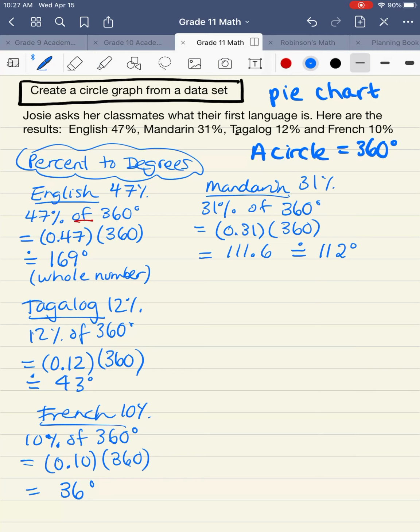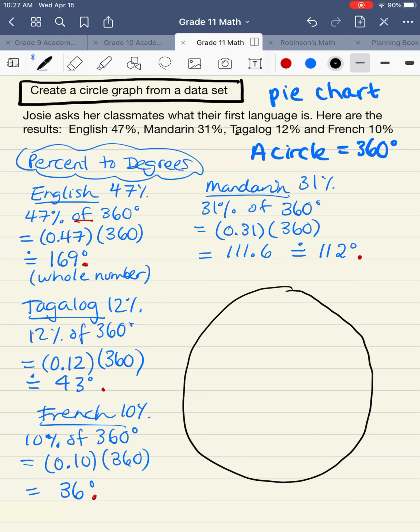Now, if you've rounded correctly, then when you add up all of your degrees, they should equal 360. So if we do, here we have 169 plus 112 plus 43 plus 36, that equals 360 degrees. So that's a way for you to do a little check. Okay, now let us attempt to sketch out this pie chart.